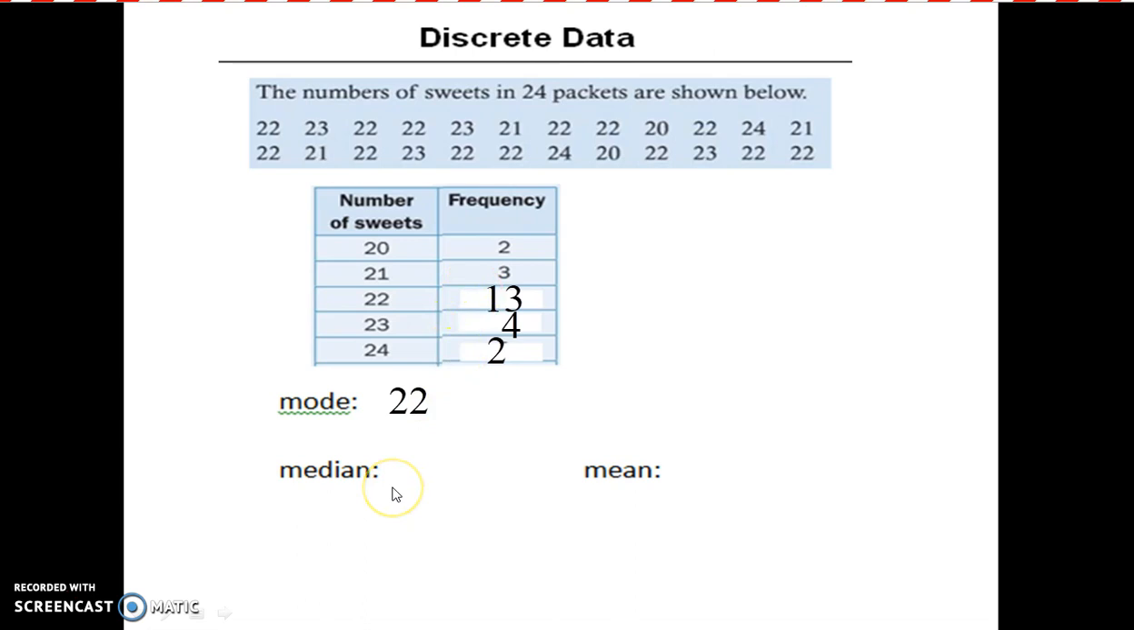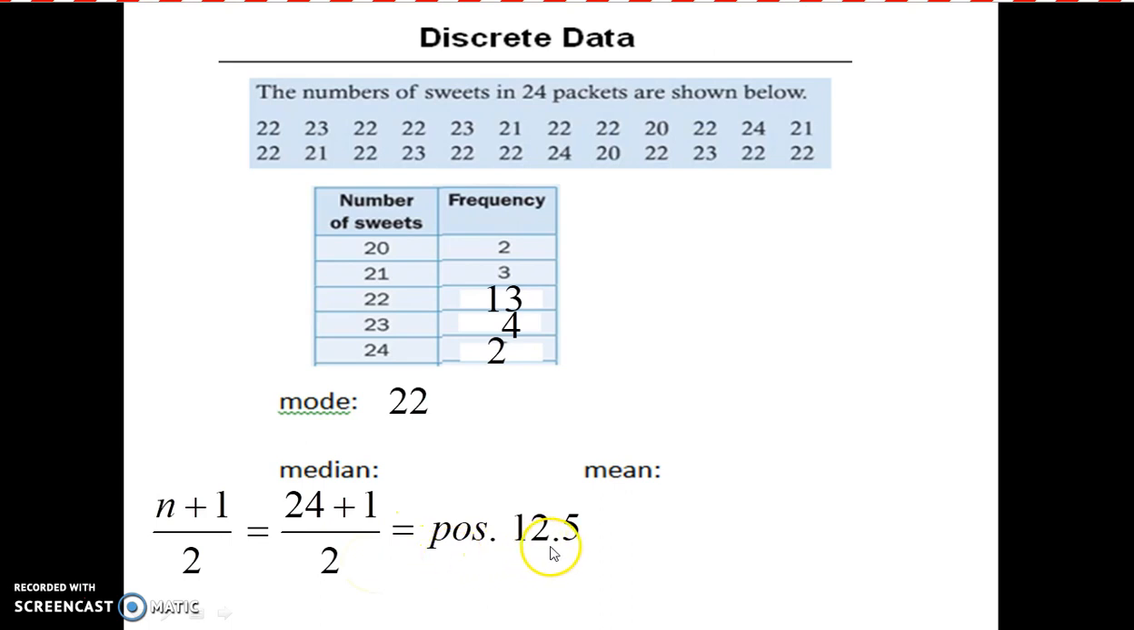Median. To find the median, we have to know what the middle value is. Don't forget, we always use the little formula n plus 1 over 2 to find the middle value. There are 24 pieces of data, so we do 24 plus 1 divided by 2. That's 25 divided by 2, which is 12.5. So at position 12.5, we have the median value.